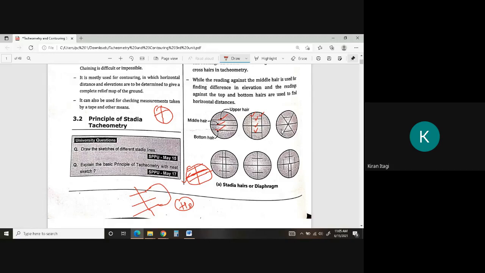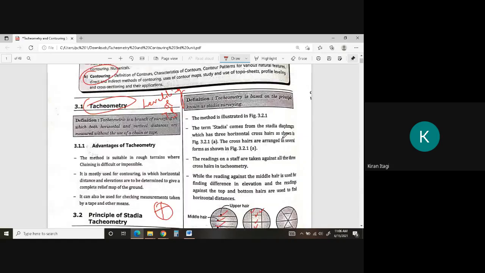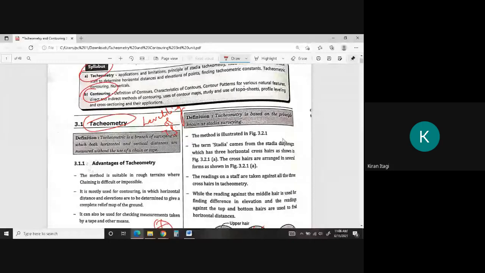without taking any tape or chain. Without these two instruments, we are calculating the horizontal distance between your instrument and the station point. How are we doing it? We are using the tachymetric system. So we'll go into this one, tachymetry.